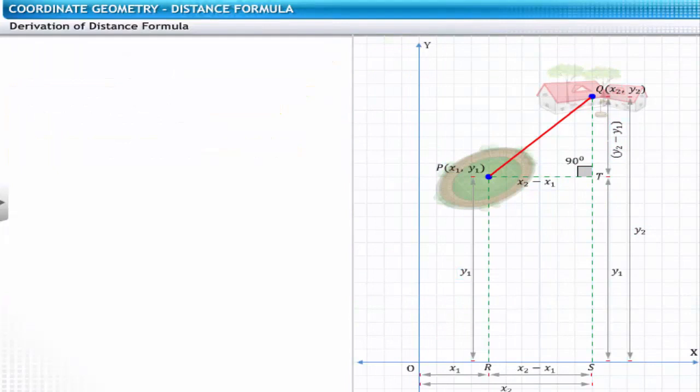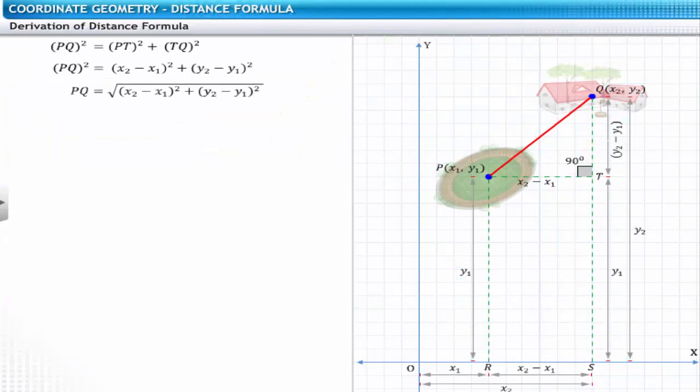Pythagoras theorem states that in a right-angled triangle, the square of the hypotenuse is equal to the sum of the squares of the other 2 sides. Therefore, in triangle PTQ, the square of PQ is equal to the sum of the squares of PT and TQ. On substituting the values of PT and TQ, you get PQ equals square root of (x2 minus x1) whole squared plus (y2 minus y1) whole squared.